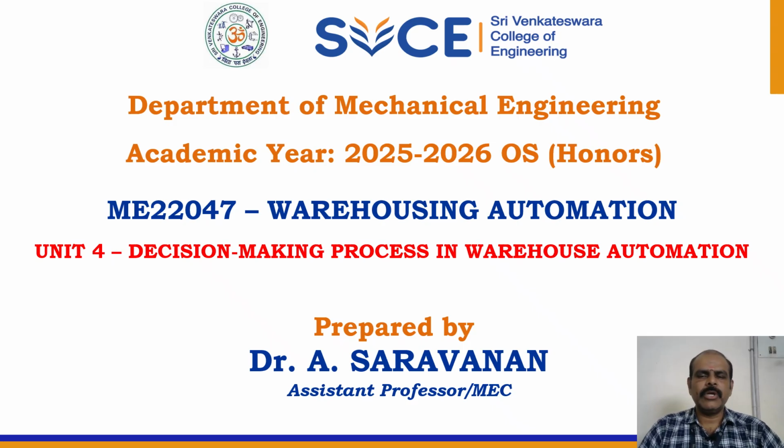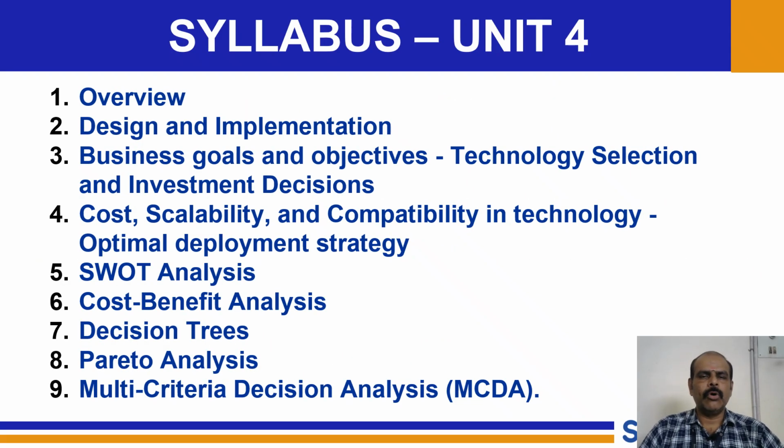So this presentation will take us to unit 4, within which chapter 4 will be discussed. Unit 4 deals with the decision making process in warehousing automation, and chapter 4 will be dealing with technology selection and investment decisions. Before we get into the further discussions, we'll recall what we learned in the earlier presentations of unit 4.